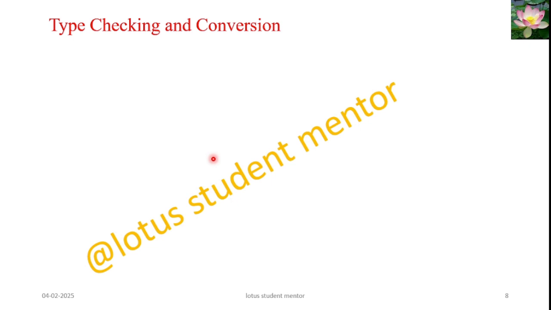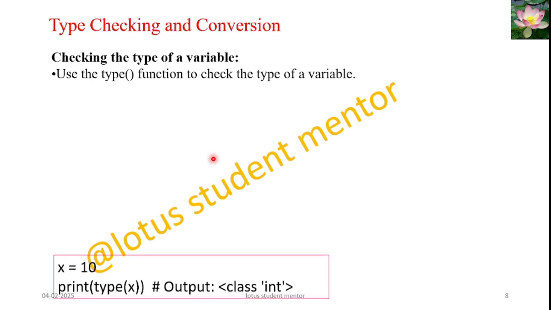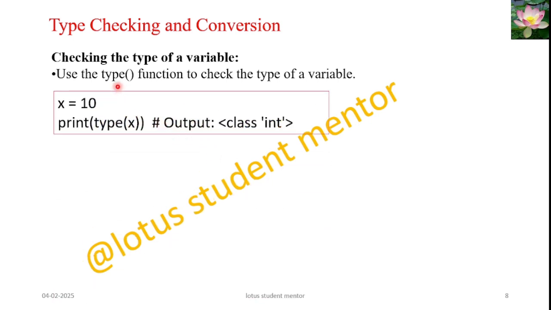Next, how to check the type, that is type checking and conversion in Python, especially checking the type of a variable. For that we are going to use the type function. Now x equal to 10, print in round brackets type x, then the output becomes integer. In this form it will show you class int. If you make it x equal to 10.5, then print type of x, and it gives class float. I already explained in detail checking the type of a variable in previous videos.